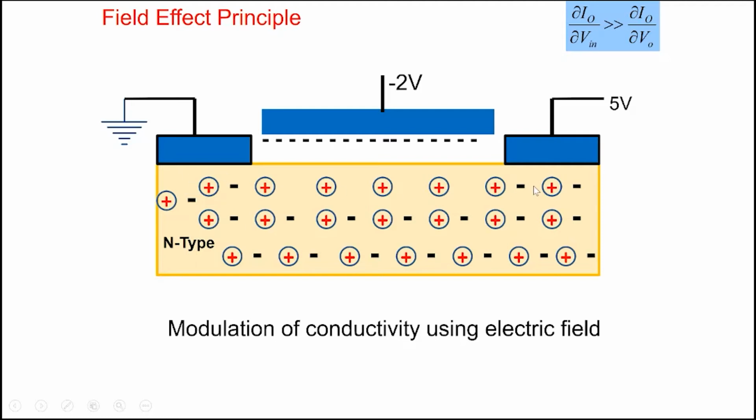The conductivity of this sample will depend on how many electrons are there in that particular sample, or how many holes are there in that sample. Because we are talking about N-type, we are talking about electrons here. So you are modulating conductivity using electric field, and that's what we call the field effect principle here. By applying an electrostatic field, we can alter the charge concentration here and thereby affect the conductivity and thereby affect the current.